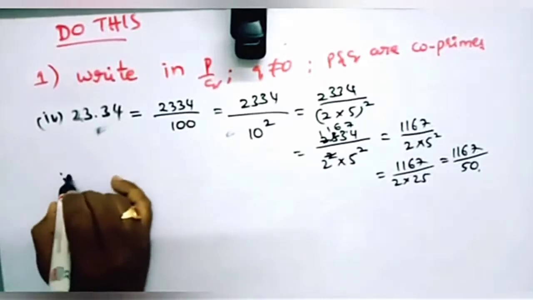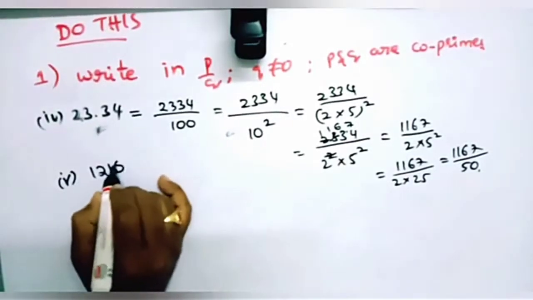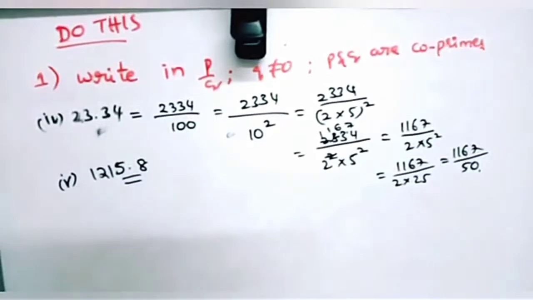Then the fifth one is 1215.8. You can try it yourself.